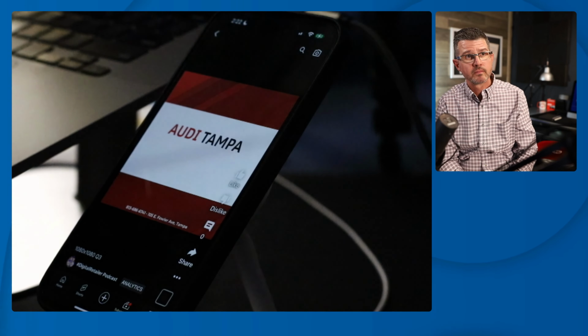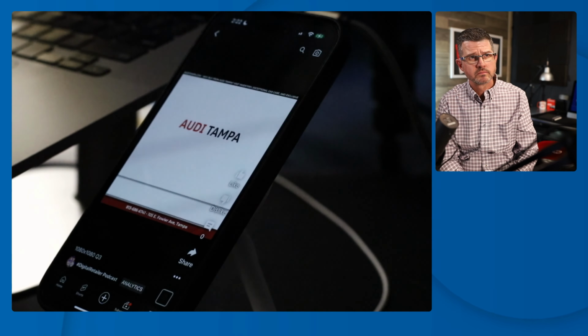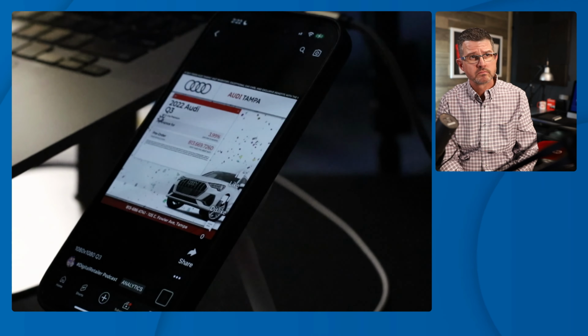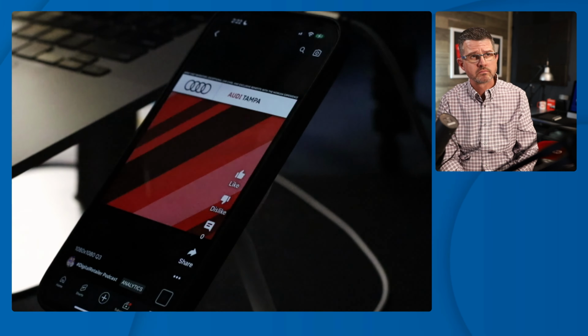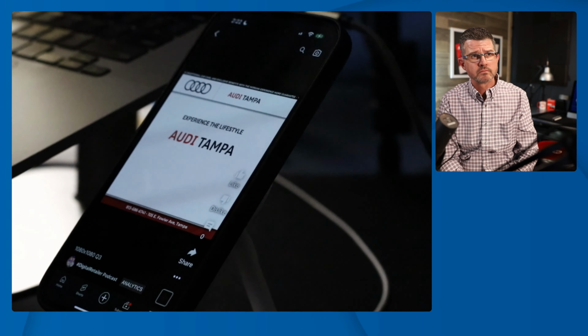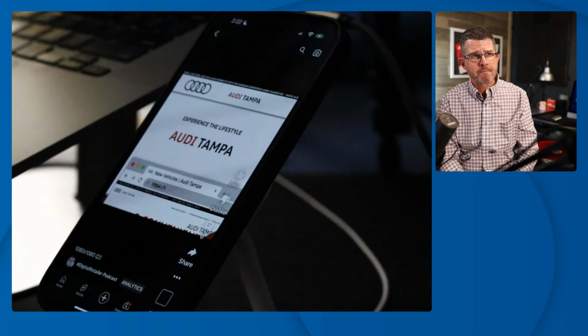Right now at Audi Tampa, you can get amazing offers on the entire Audi lineup. Plus, receive the Audi Tampa Guarantee, including complimentary pickup and delivery, a 3-day exchange policy, and much more. Experience the lifestyle at AudiTampa.com.